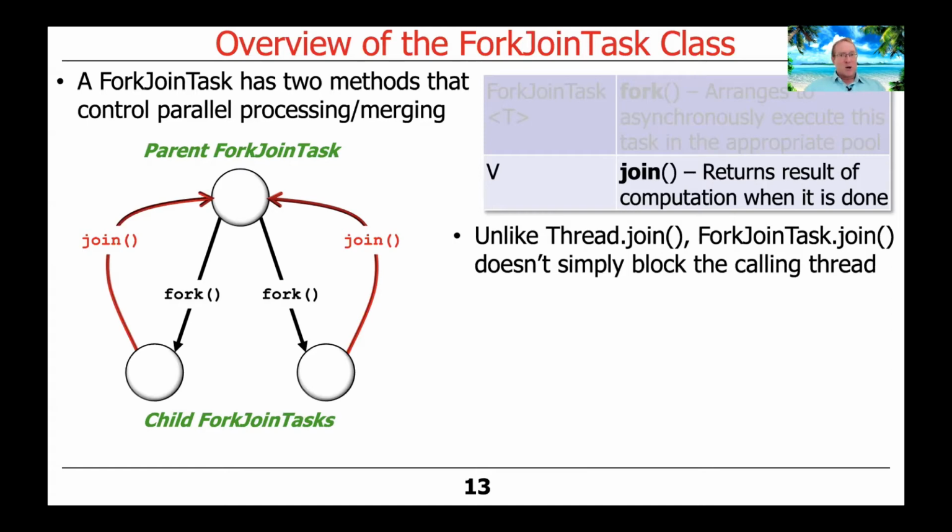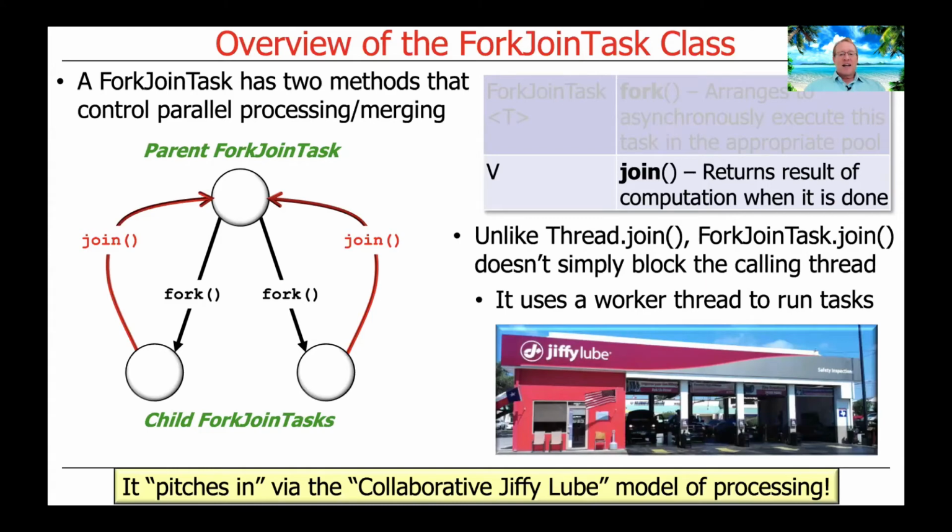However, unlike thread join, which actually blocks the calling thread till the computation is done, ForkJoinTask doesn't just block the calling task. Instead, what it does is it uses the worker thread that called it in order to run other tasks, or more specifically subtasks, in order to move things along. And I like to refer to this as the collaborative Jiffy Lube model of processing. And here's kind of the metaphor for this. If you've ever taken your car to get the oil changed at a place like Jiffy Lube, which is an oil changing place, they typically have multiple bays.